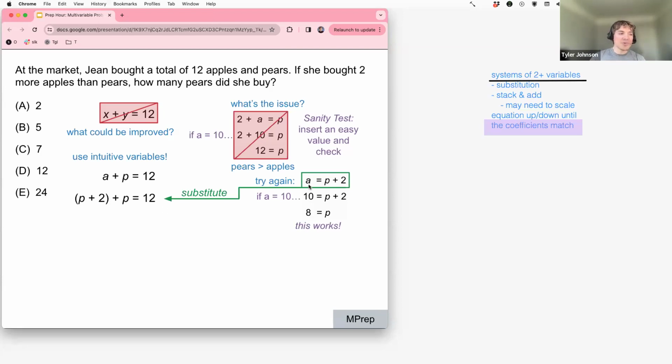And because this equation's already a in terms of p, I'm kind of primed for substitution already, right? I already solved an equation out in terms of a single variable, so I can just replace this initial a from the first equation with p plus 2, carry out the rest of the algebra, and I'll get that p is 5.